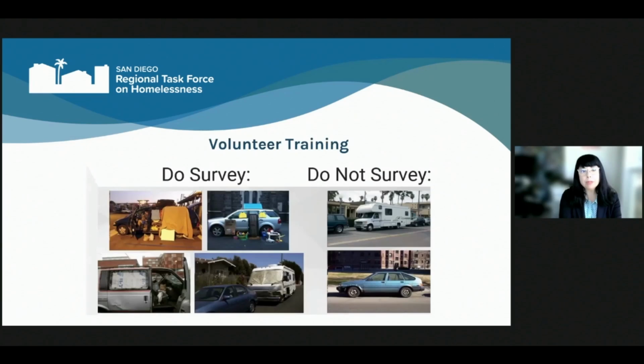Next slide. We also provide in our training just a little bit of a survey do and don't. So if someone is living in their vehicle, it's most likely going to look like the do survey or do engage people and not the do not survey. What we're trying to get people to determine is that if an RV is parked in front of a residential home, it's most likely not going to be someone experiencing homelessness in that RV. It could just be the recreational vehicle that they have parked on the street for now. So don't include that when you are doing the observational survey, so that we're not going back and trying to re-engage a vehicle that does not have somebody in it. Next slide.